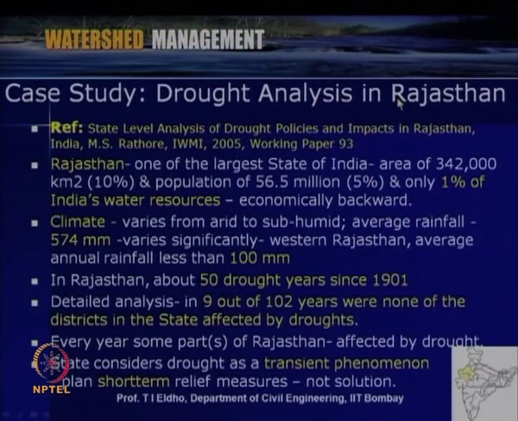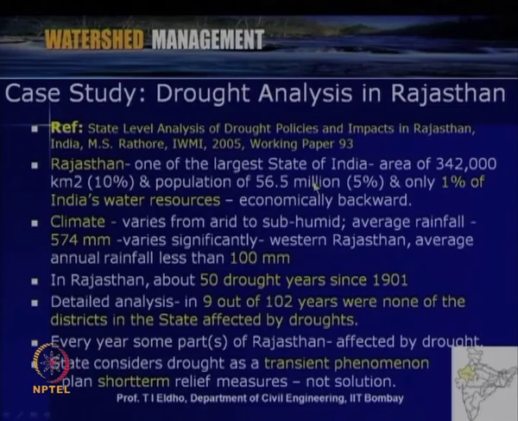So before closing today's lecture, let us have a brief discussion about a case study. This is about the drought analysis in Rajasthan. The case study data are taken from the technical report by M.S. Rathore, entitled State Level Analysis of Drought Policies and Impacts in Rajasthan, IWMA 2005, working paper 93.